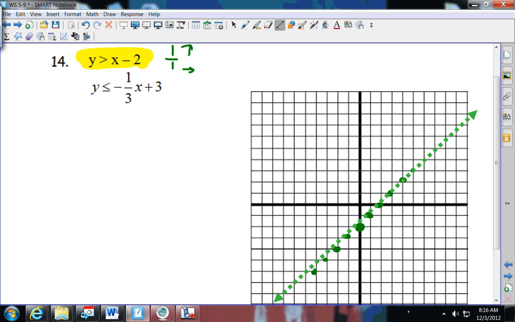Okay. My shading. Do I shade above or below? It is greater than, so you're going to shade above. Be careful in the way you shade. I'm going to show you why in a minute. Take your shading and just do this. Shade kind of line straight up.